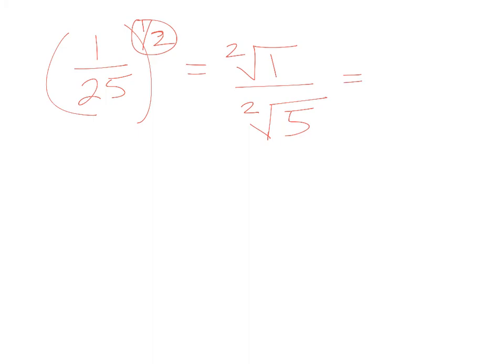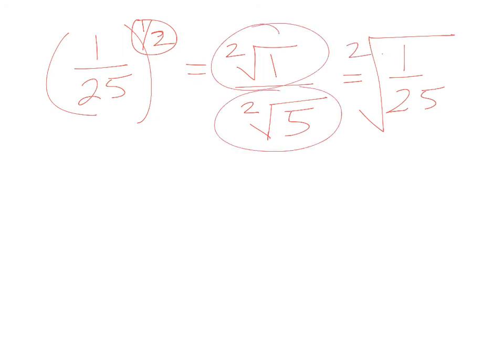Or if that doesn't make sense to you, essentially this is what we did in the very beginning. The whole thing was square rooted, but you could break it up into parts. What's the square root of 1? What times itself is 1? That's simply 1. And what's the square root of 25? What times itself is 25? That's 5. So that's all there is to that.